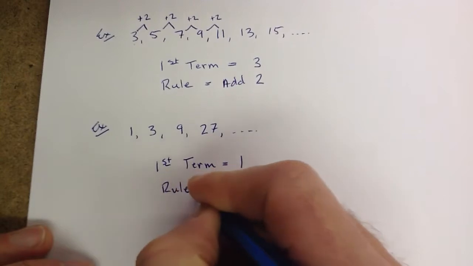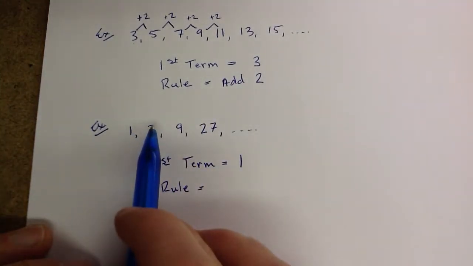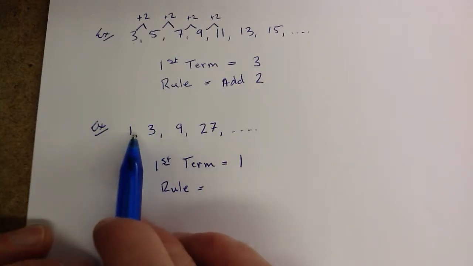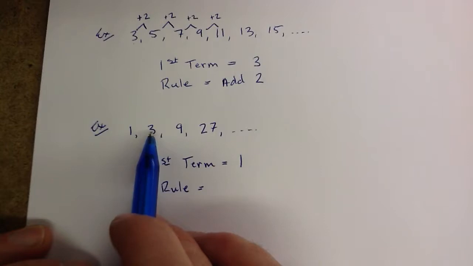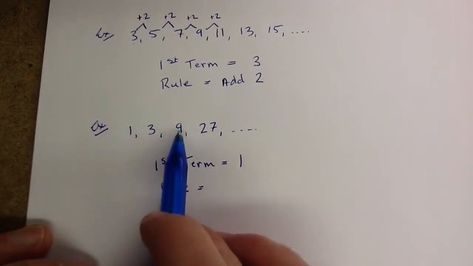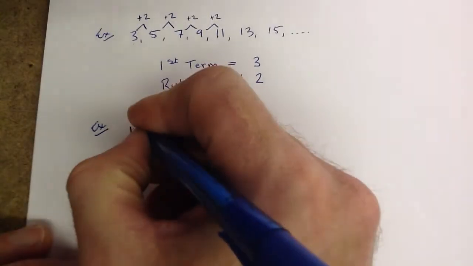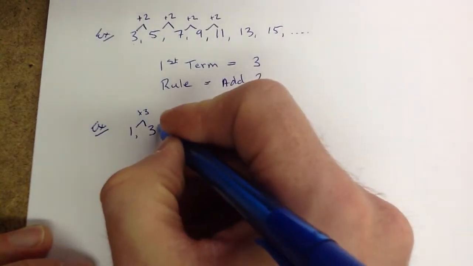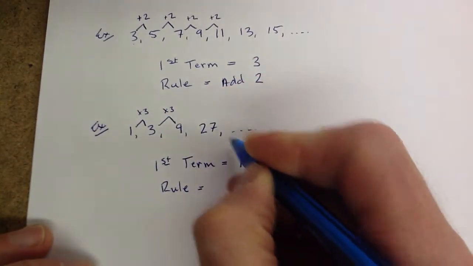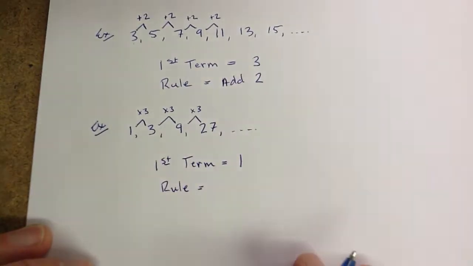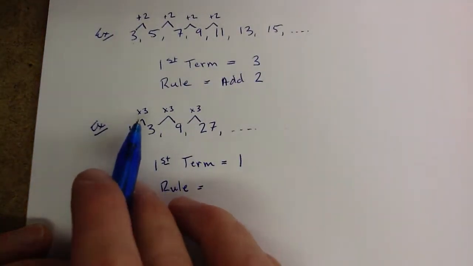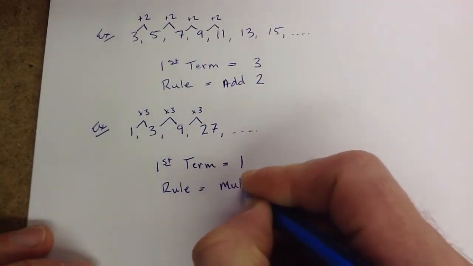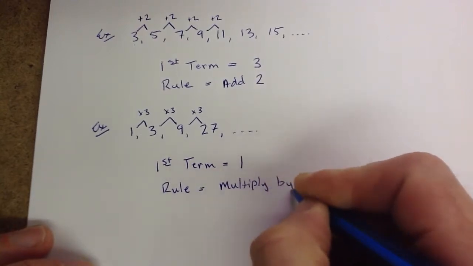Now let's find the rule. Now to get from 1 to 3, I'm going up again. So I can either add or multiply. Well, if I add, 1 plus 2 gives me 3. So then do I go 3 plus 2 to get 9? No, that doesn't work. So I must multiply. Well, 1 times 3 is 3. 3 times 3 is 9. 9 times 3 is 27. Well, since I have a repeating rule, that's what I'm going to go with. So the rule is multiply by 3.